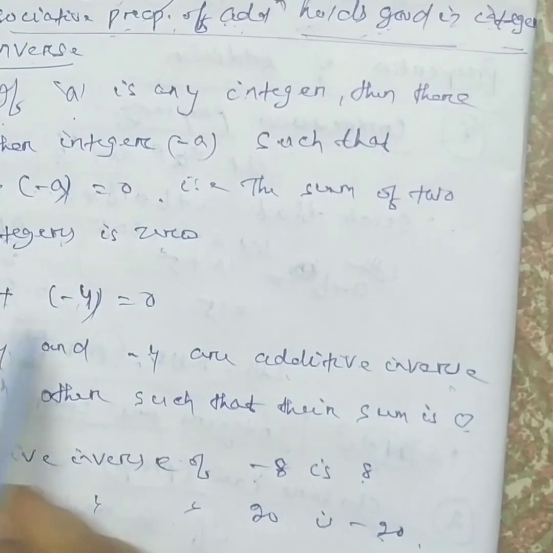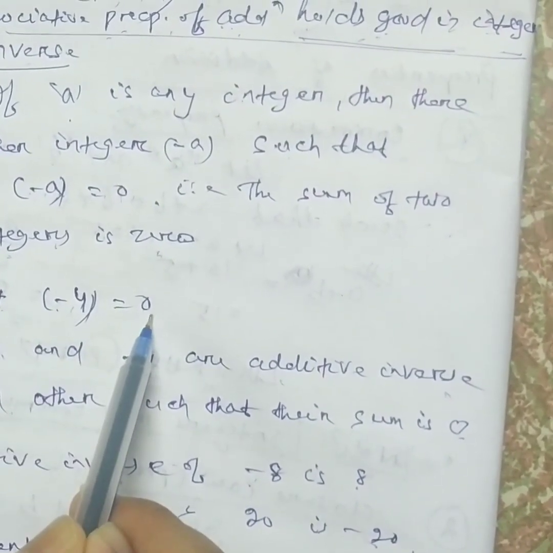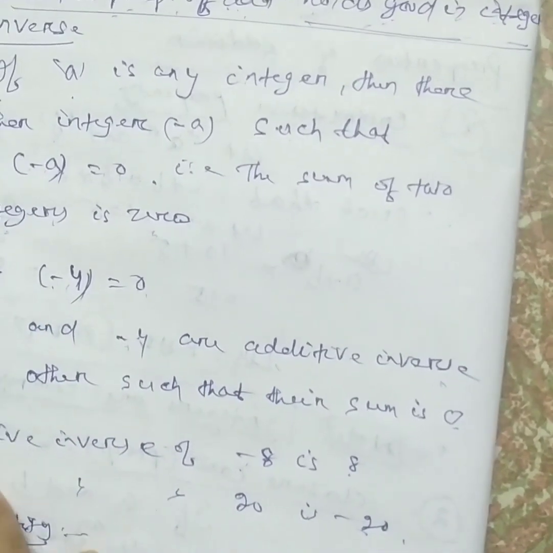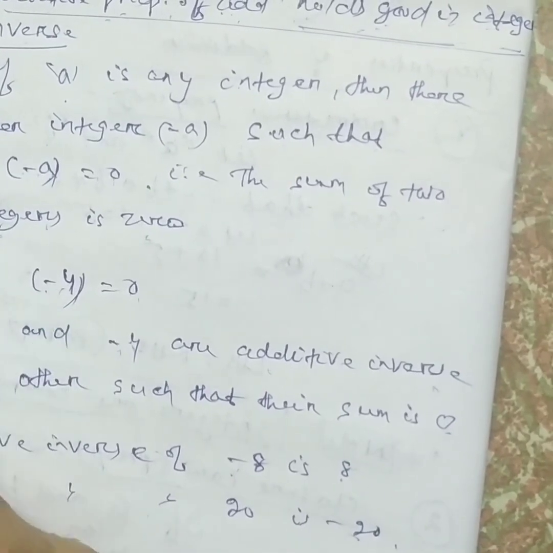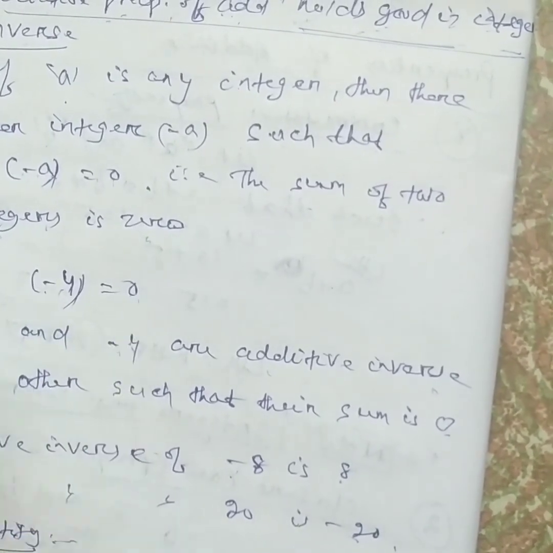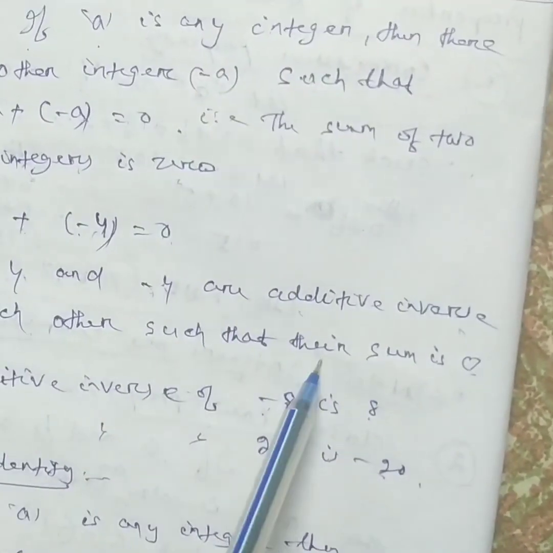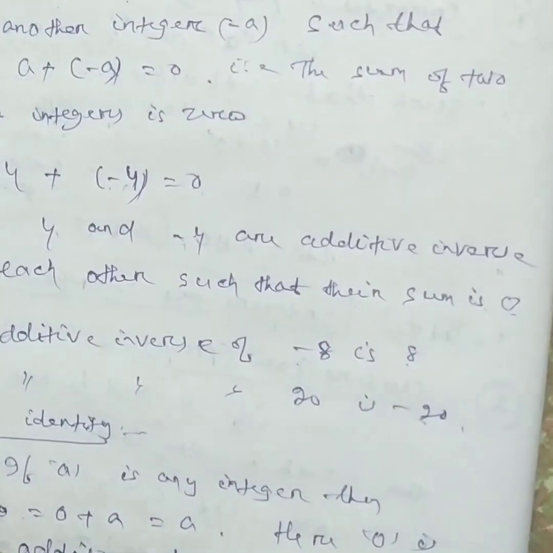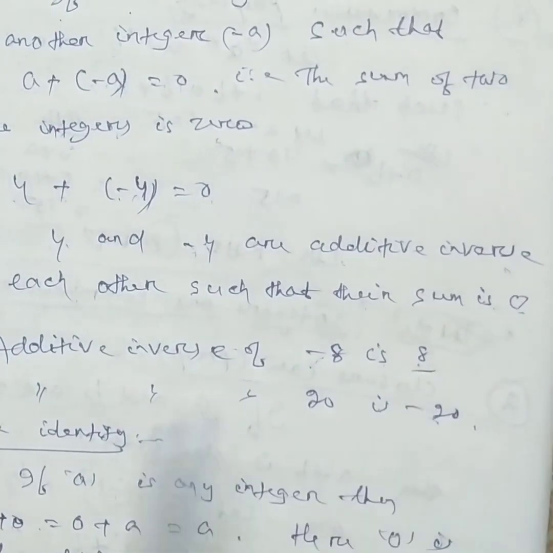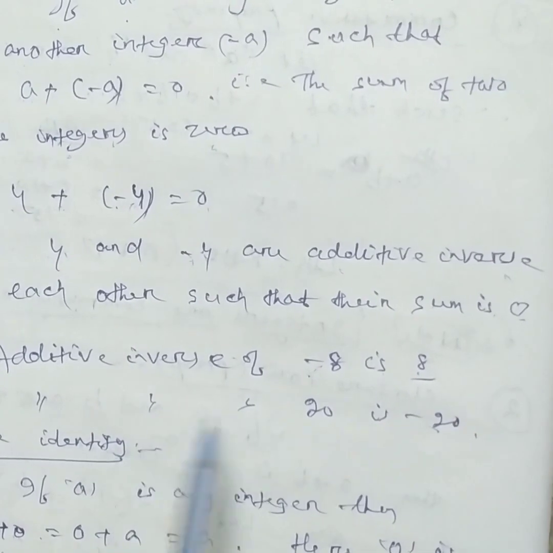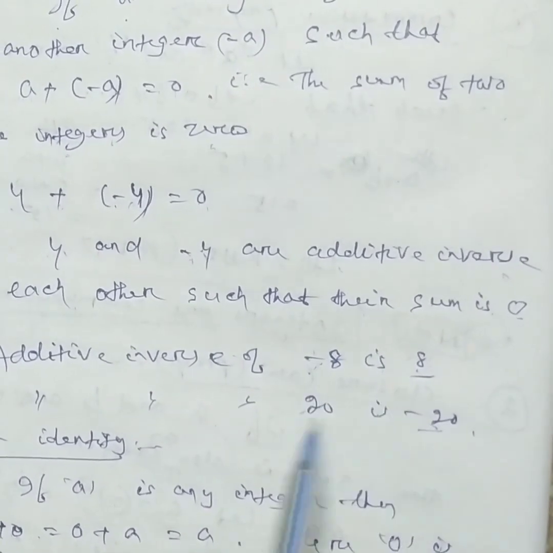I have taken one example here. 4 plus minus 4, I will get 0. So what I conclude here is that these two integers, 4 and minus 4, are additive inverses of each other, because their addition is 0. The question can come in the exam: what is the additive inverse of minus 8? It is 8. What is the additive inverse of 20? Minus 20. Just change the sign: minus to plus, plus to minus.